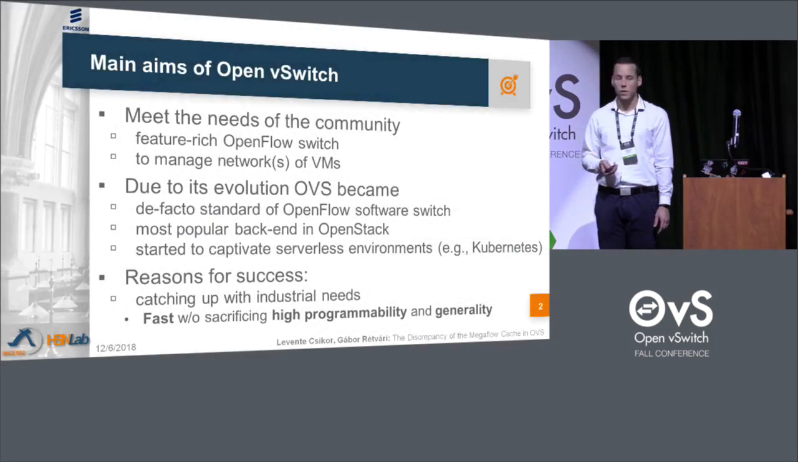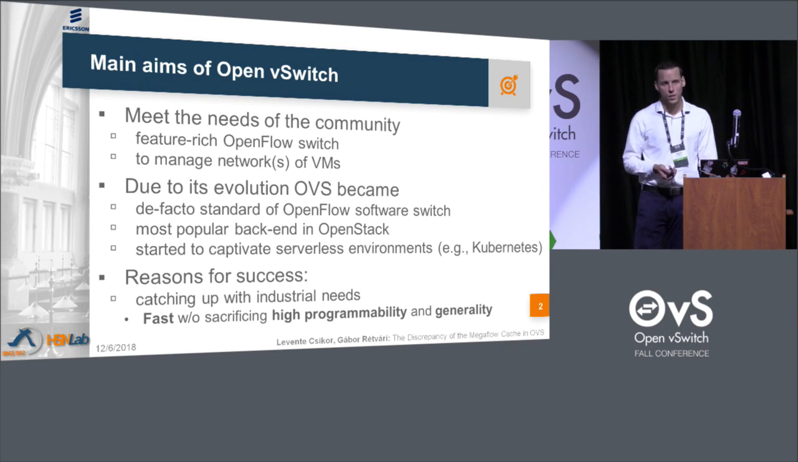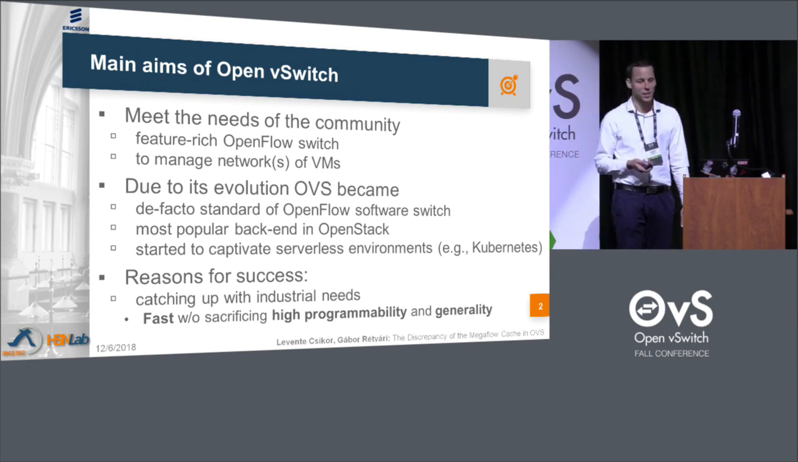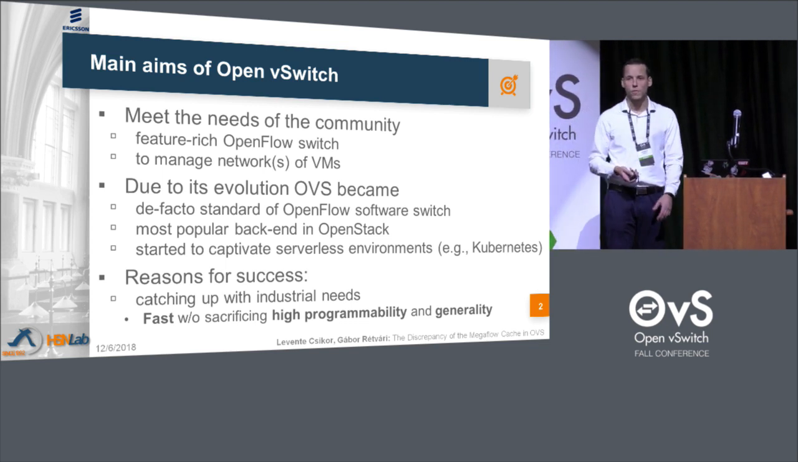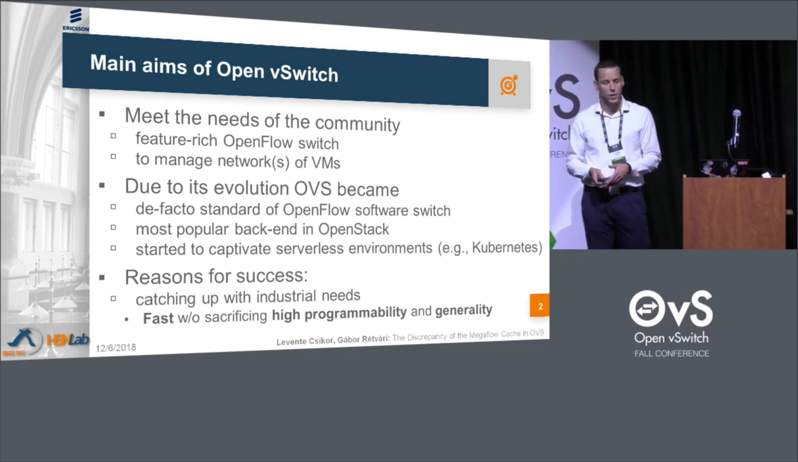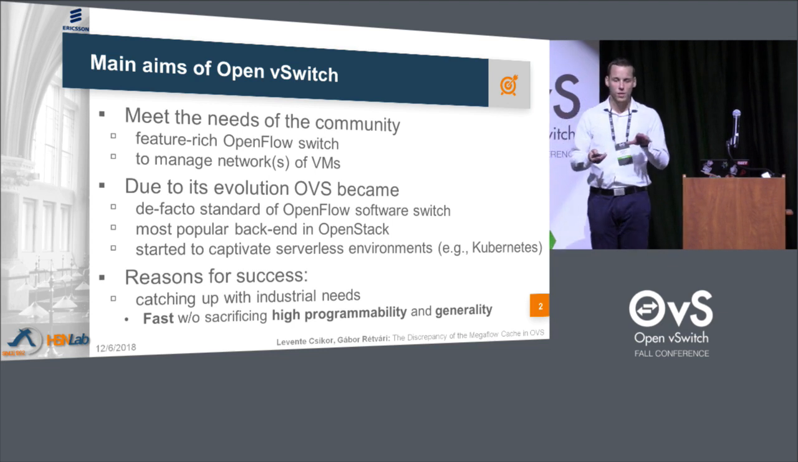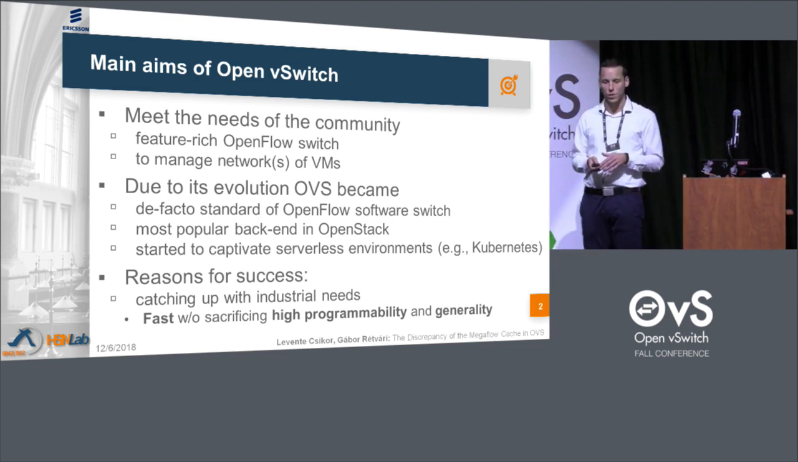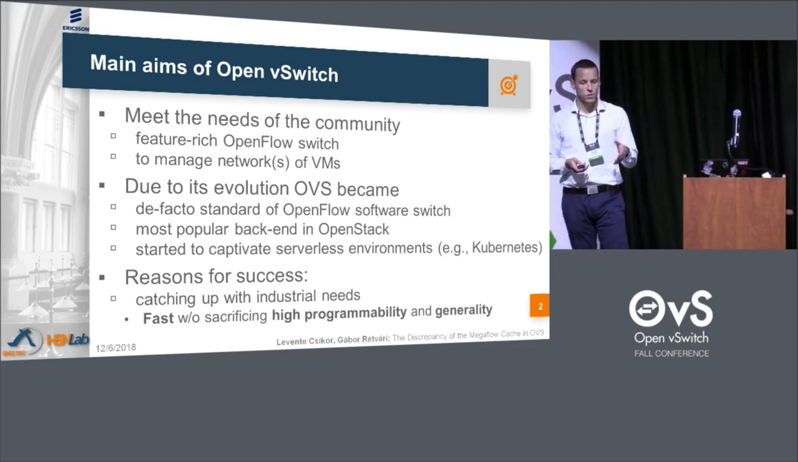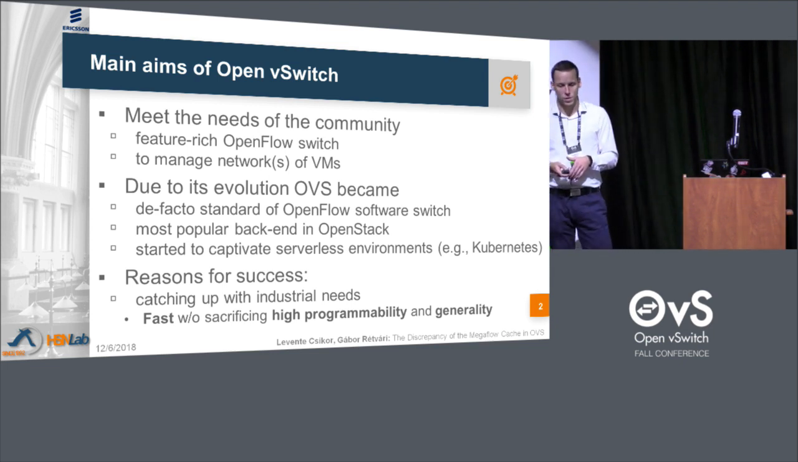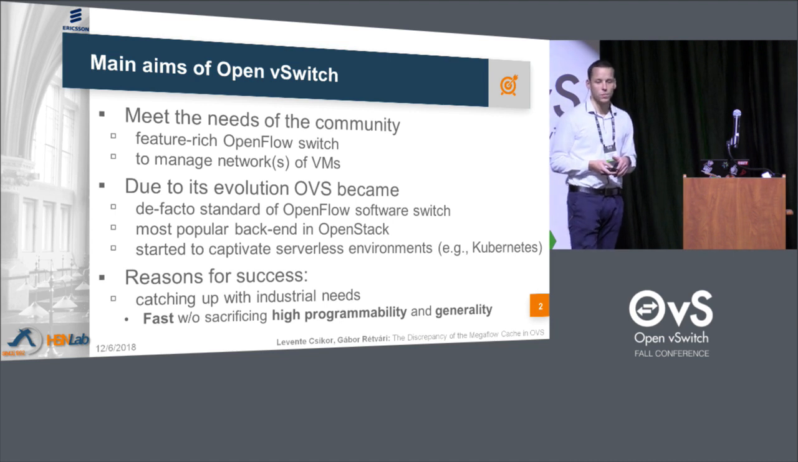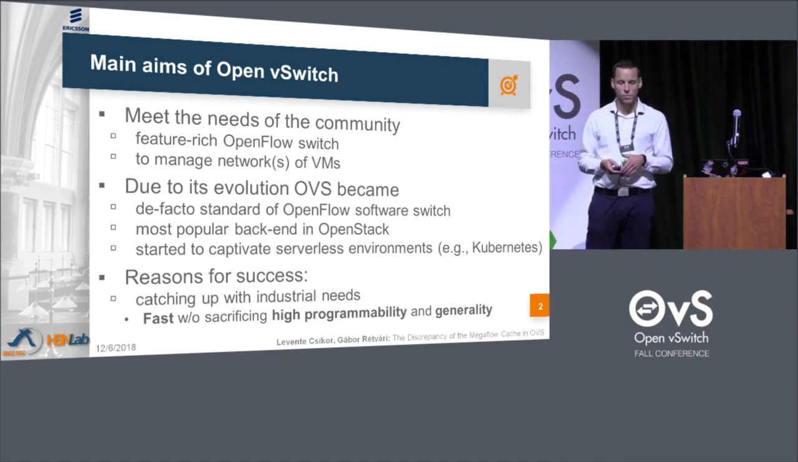So let's start. First of all, what was the main aim of Open vSwitch in the beginning? As far as I know, it was to meet the needs of the open source networking community, to just provide a feature-rich OpenFlow switch, to manage all the underlying network-related stuff beyond the KVM virtual machines. And so far, due to its evolution, it became the de facto standard OpenFlow software switch. It became the most popular backend in OpenStack, and it also started to gain a foothold in serverless environments.